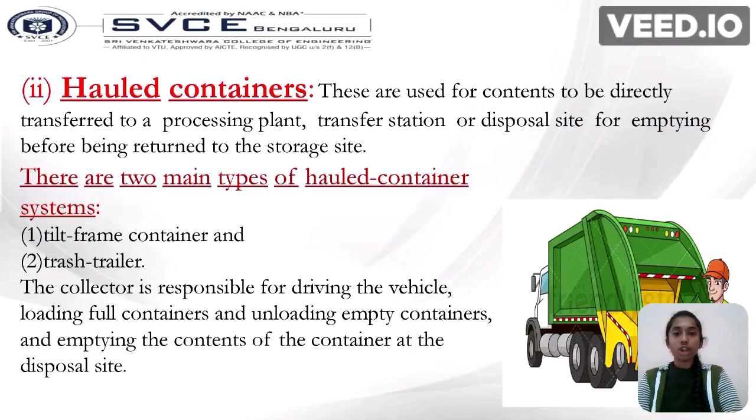Second one, hauled containers. These are used for contents to be directly transferred to a processing plant, transfer station, or disposal site for emptying before being returned to the storage site. Again, there are two main types of hauled container system: tilt frame container and trash trailer. The collector is responsible for driving the vehicle, loading full containers and unloading empty containers, and emptying the contents of the container at the disposal site.